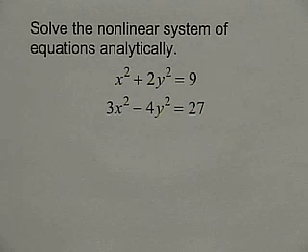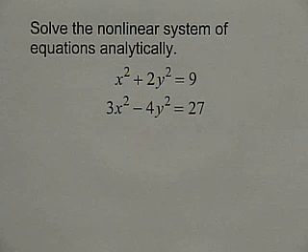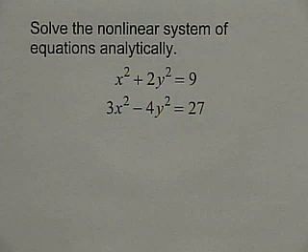All right, now it's time for you to give this a try. Take a look at this nonlinear system of equations and try to find the solutions. Solve the nonlinear system of equations analytically. Try to use the elimination method. Here you're given x squared plus 2y squared equals 9, and 3x squared minus 4y squared equals 27. Give this a try and check back with me when you've completed it.